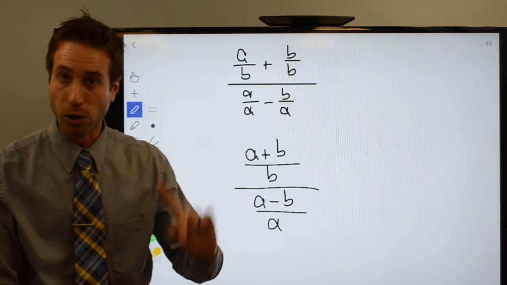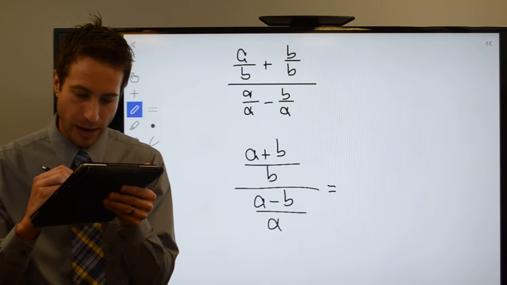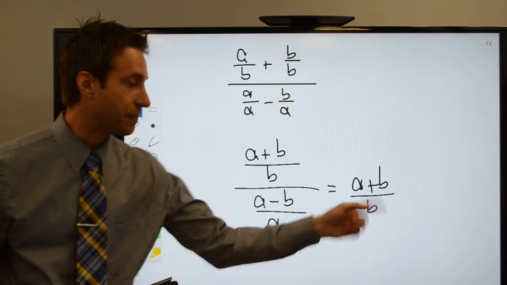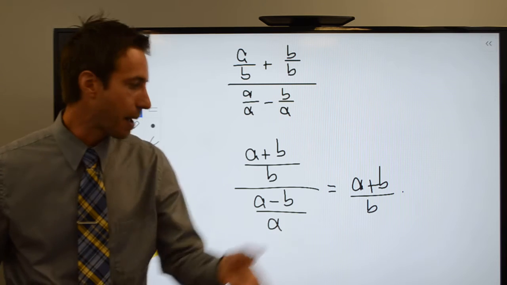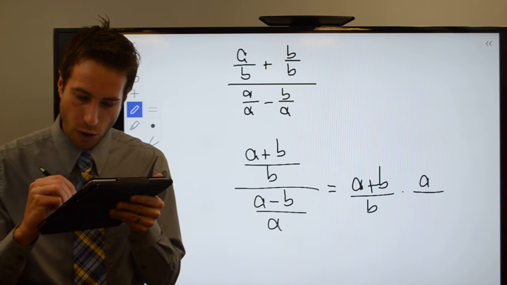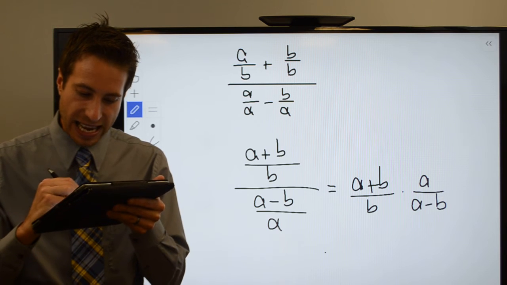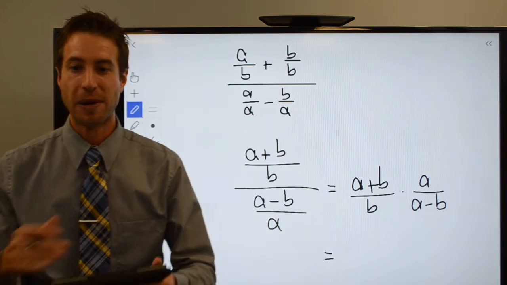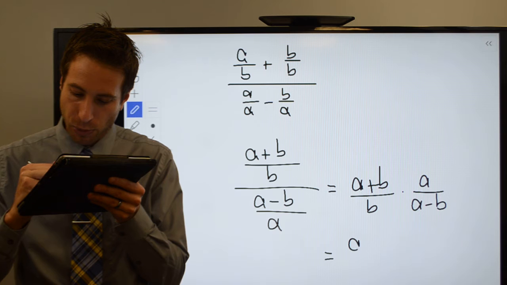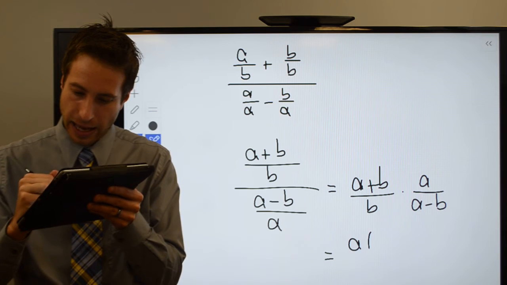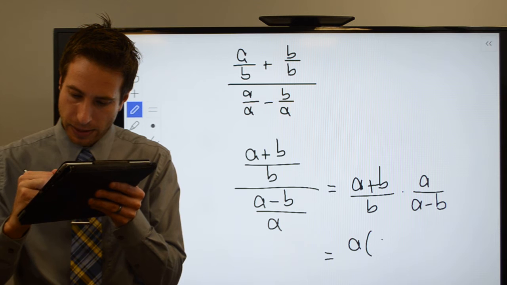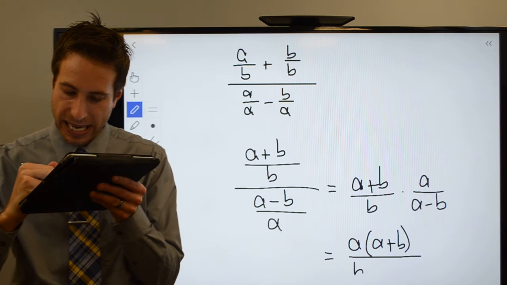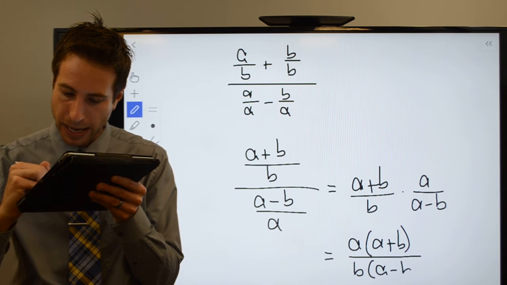Keep the top, multiply by the reciprocal of the bottom. I'll write it right here so you can see how it works. I keep the a plus b over b, keep the top, division becomes multiplication, and I multiply by the reciprocal of the bottom, which is a over a minus b. In the previous two example problems, I then had something that cross-canceled. In this one, I don't. So you wind up with a times the quantity a plus b, so a times a plus b, divided by b times the quantity a minus b.